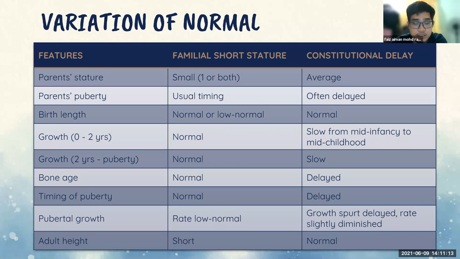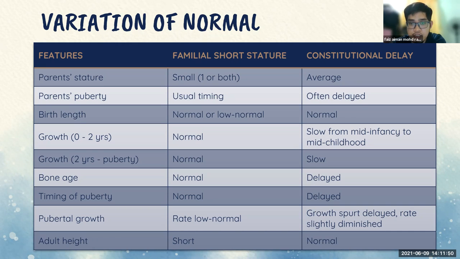First, look at the parent stature. If the parent stature is small, either one or both, most probably it is familial short stature. Compared to constitutional delay, the parent stature is usually average. And in familial short stature, usually the parents' puberty is normal, while in constitutional delay, the parents' puberty is often delayed. In familial short stature, usually the birth length, growth, bone age, timing of puberty, and pubertal growth are normal. But eventually the adult height will be short because they follow the genetics.